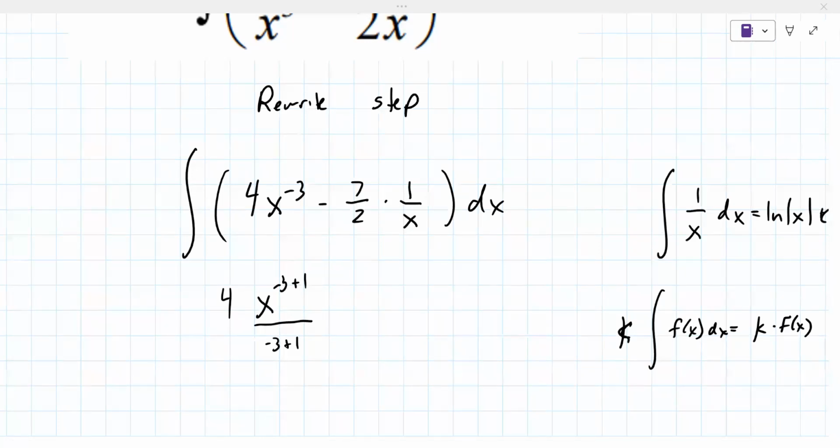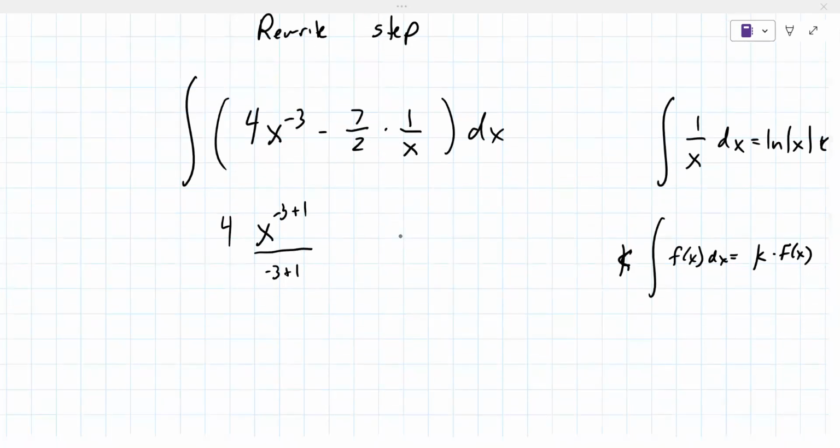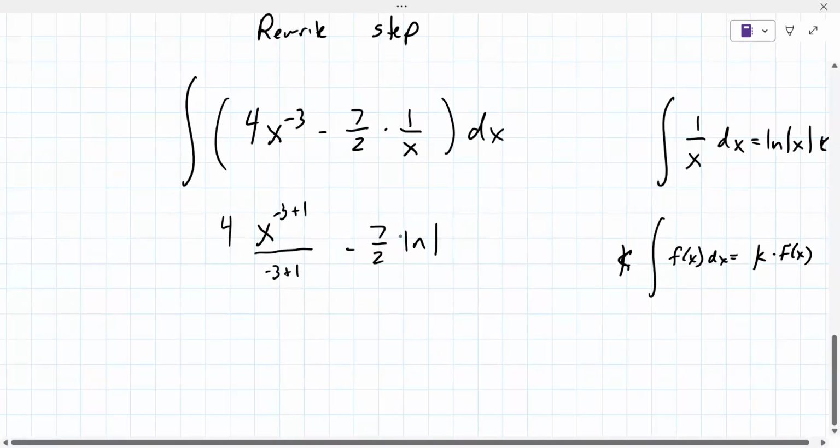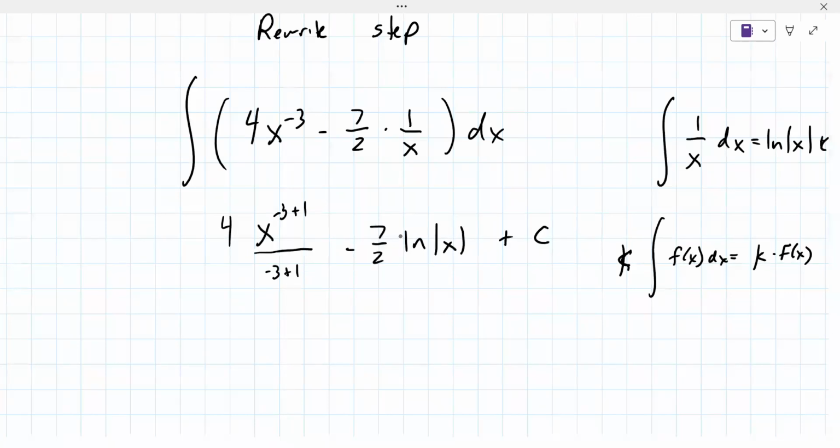So this leads me to sending you over, in the chat here, a table of integrals and derivatives. It's going to serve you for the rest of this course, and if you take another math class, you'll get it as well. Students always ask me, which ones do I need to know? The answer is all of them, but you can check with your teacher. So now this becomes minus 7/2 natural log absolute value of x plus c.